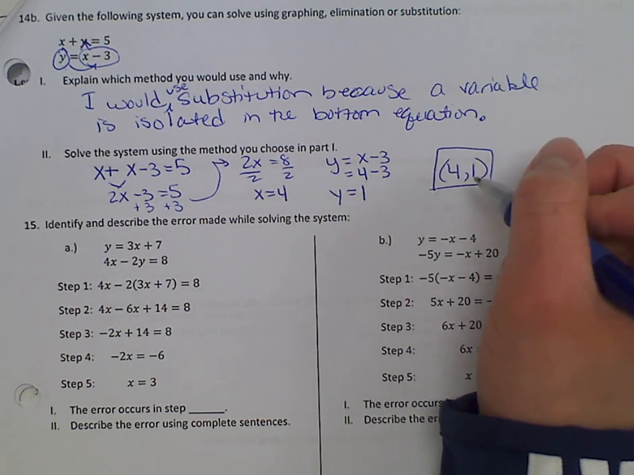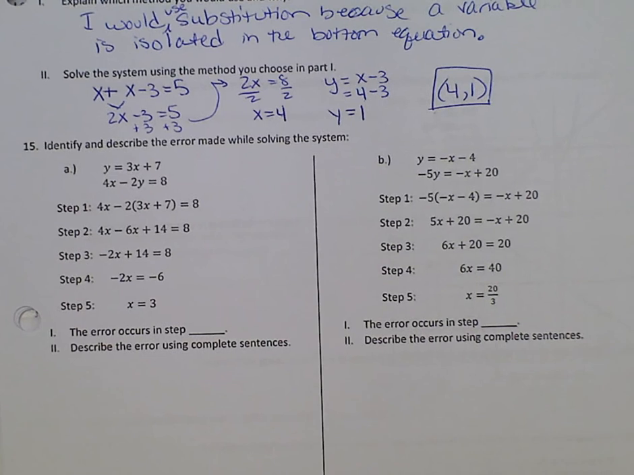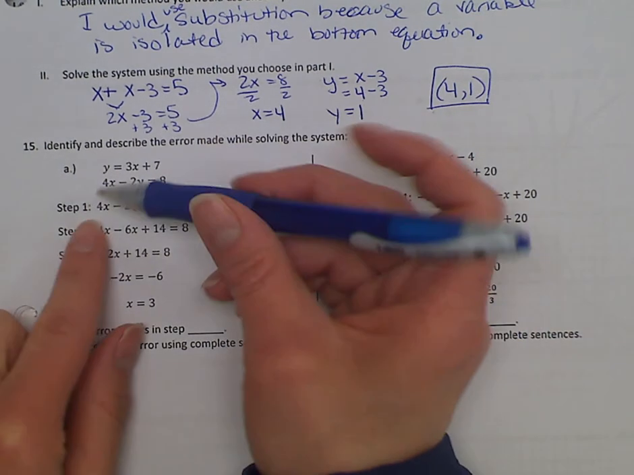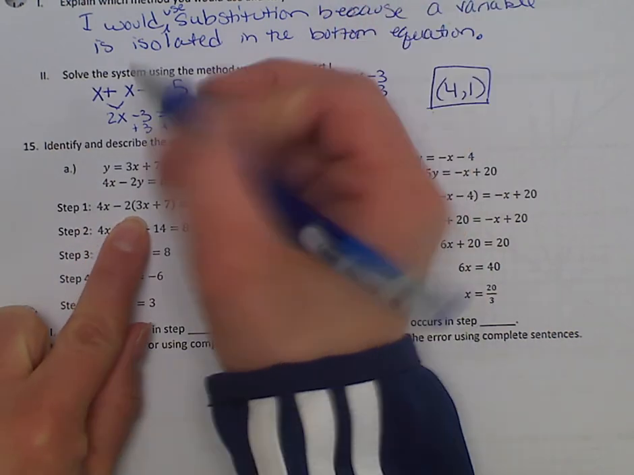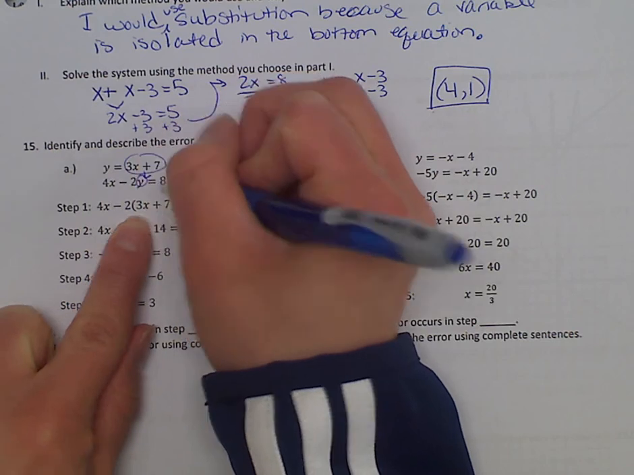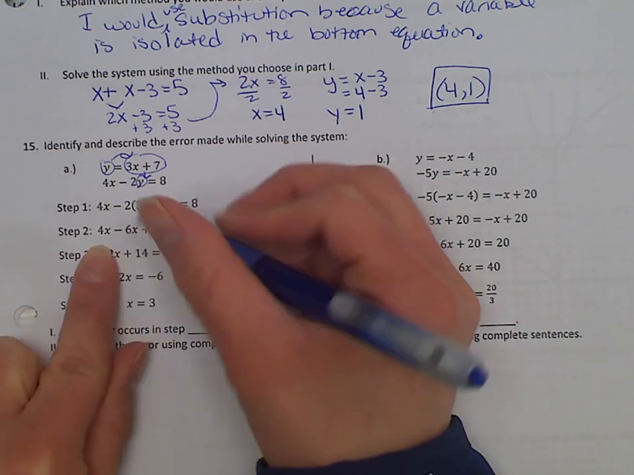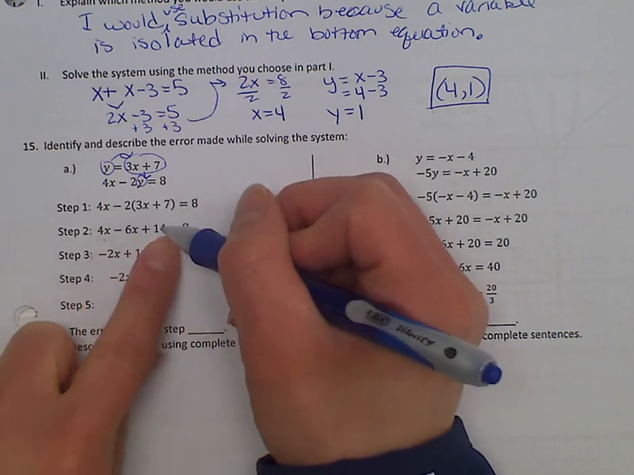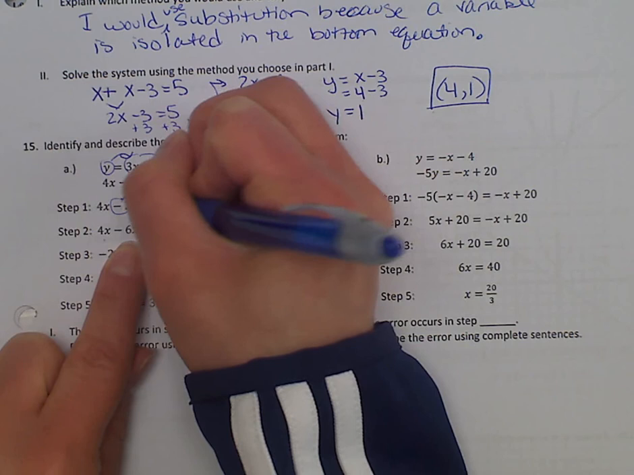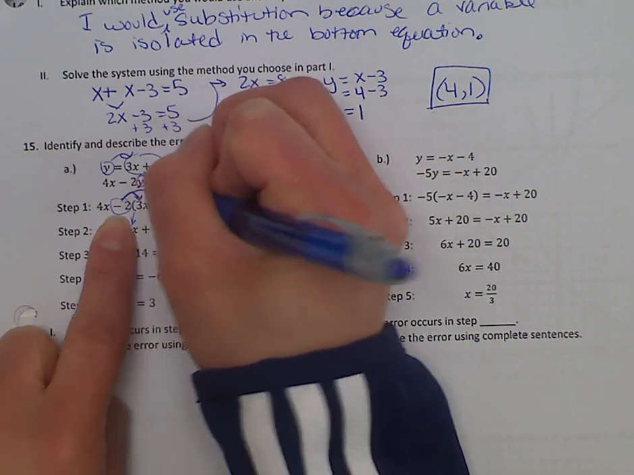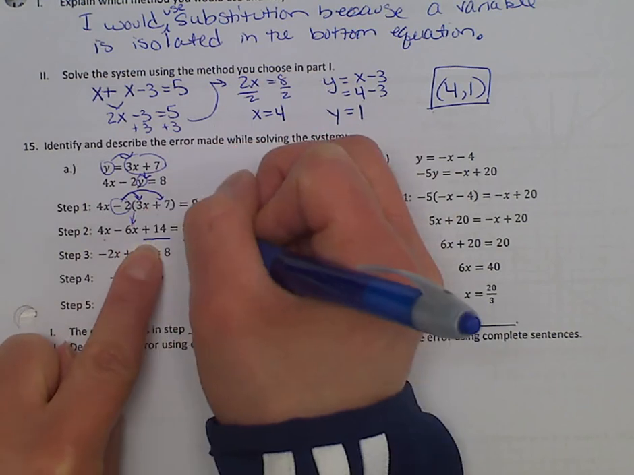In number 15, A and B, we are identifying and describing the error made when solving the system. So let's see, in step 1, it looks like we take the 4x minus 2y, we replace this y with 3x plus 7. So substitution is being used. Step 1 looks good. Step 2, we have 4x minus 6x plus 14. Looks like they distributed. This is a negative 2 times 3x, which is negative 6x. Negative 2 times positive 7 should be a negative 14. So the error occurs in step 2.